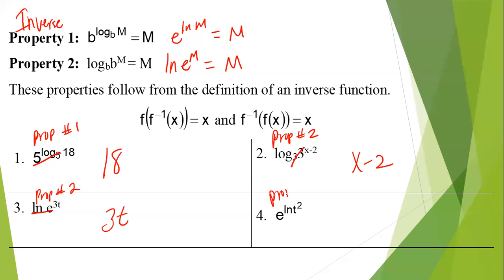Property number 1 example with natural log. I have e raised to the natural log of t squared. Again, these are inverses of each other, so they're going to cancel each other out, and I'm left with t squared. Just like if you were adding or subtracting the number, it's going to cancel each other out, right? Or multiplication cancels out division. Inverse operations, inverse functions are going to cancel each other out.